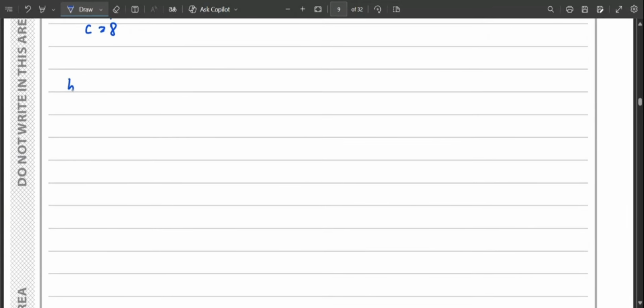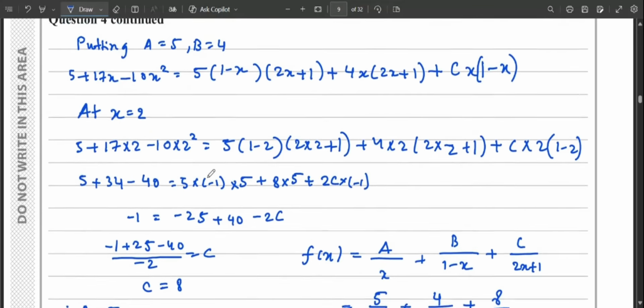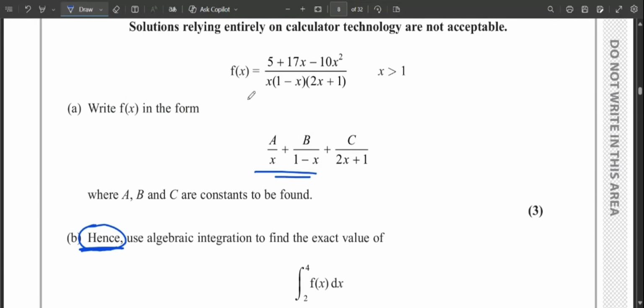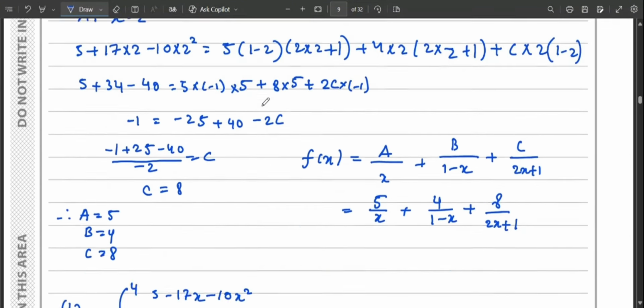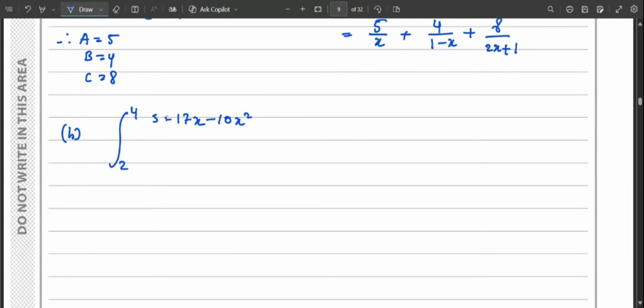So for part B, we have to calculate the integration of fx. We know fx is equal to 5 plus 17x minus 10x square divided by x into 1 minus x into 2x plus 1. This is our expression for fx that we need to integrate. So the integral of 5 plus 17x minus 10x square over x and 1 minus x and 2x plus 1 dx. This is the expression we need to integrate.